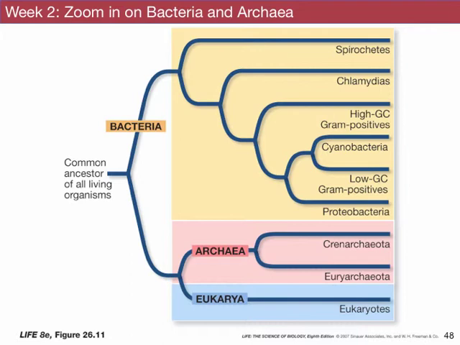We're going to zoom in on those branches and talk about some of the evolutionary events within those lineages. We're going to talk a lot about, for example, bacteria that are associated with people. We're going to talk about organisms that live and thrive in extreme conditions. We're going to talk about a variety of things related to these organisms.